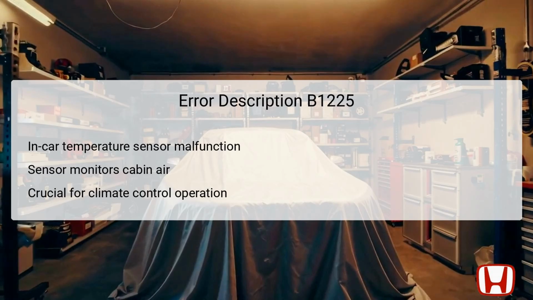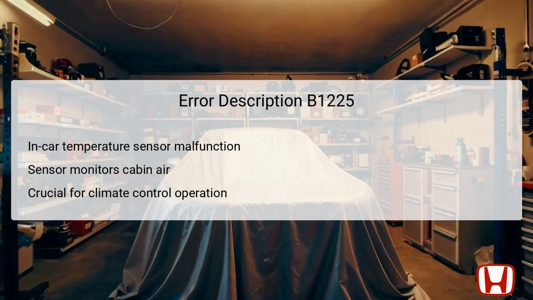DTC B1225 specifically pertains to the failure of the in-car temperature sensor, which monitors the cabin air temperature to ensure the comfort of occupants within the Honda Odyssey. Its primary role is to relay temperature data to the climate control unit, allowing for appropriate adjustments to heating and cooling systems based on current conditions. The in-car temperature sensor is typically located on the dashboard or near the vents, positioned strategically to get an accurate reading of the air temperature inside the vehicle.